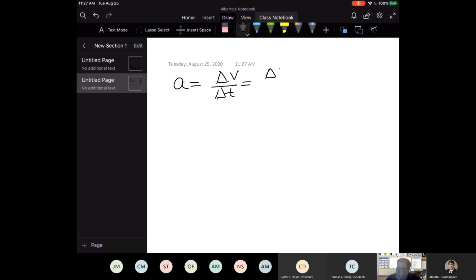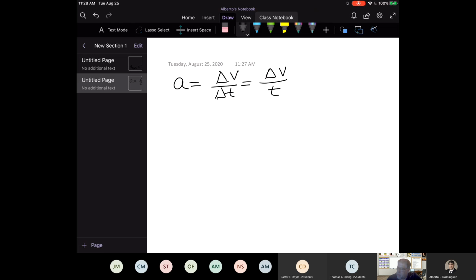And again, we're not going to call it delta t anymore. We're just going to call it t. So that is our second definition that we know. Those are literally the only two things we've learned in this class so far. V is delta x over delta t, and A is delta v over t.